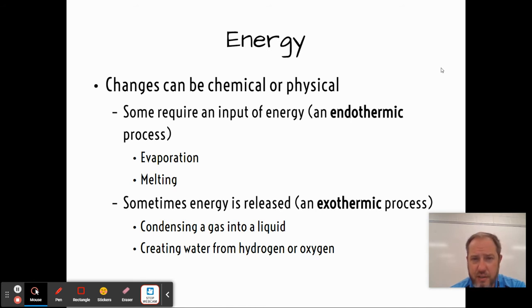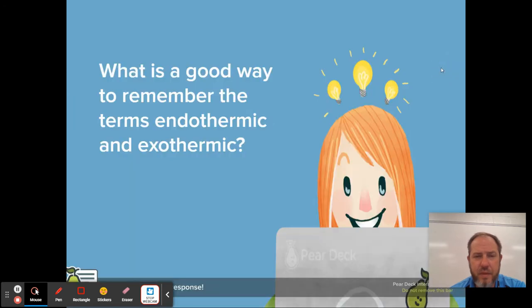Energy can be released in an exothermic reaction, and that is often observed when a gas is condensing into a liquid. It has to release the heat energy that it had as a gas in order to get into the liquid phase. So, what do you think is a good way to remember these terms? Think about it for a second. That's an important thing for you to be able to discern between endothermic and exothermic.